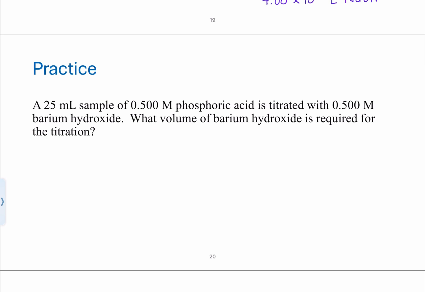Okay, so I encourage you to press pause and see if you can work this problem out on your own, and then come back and we'll do it together. Okay, so the first thing, again, we're given information for one substance and we're asking for information for another. So the first thing that you need to do is write your chemical equation and make sure that it's balanced.